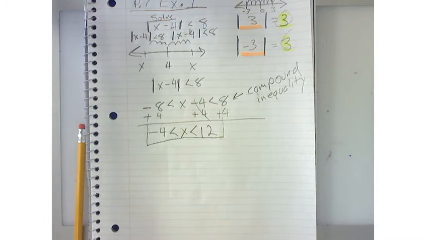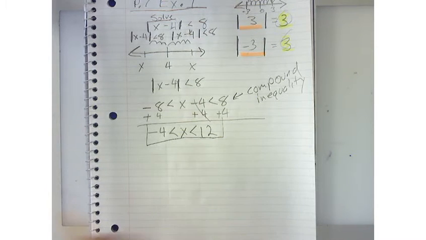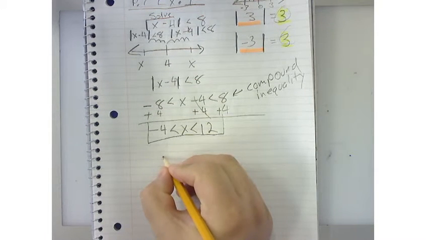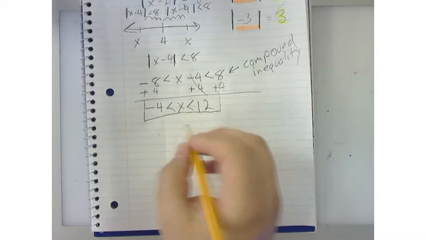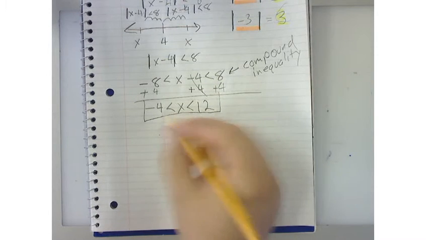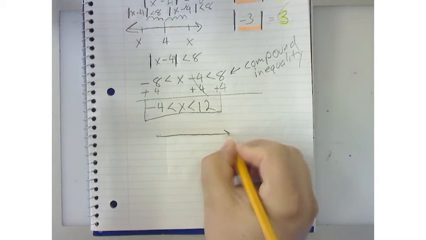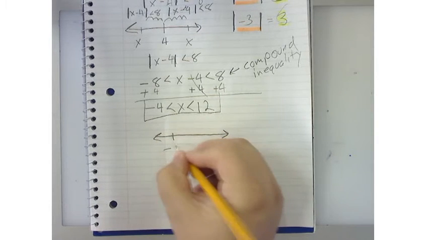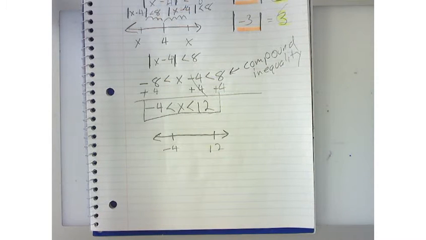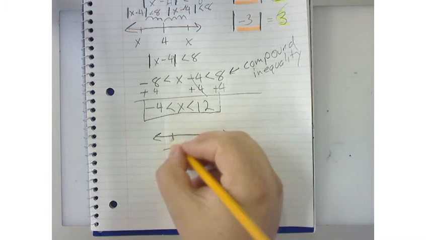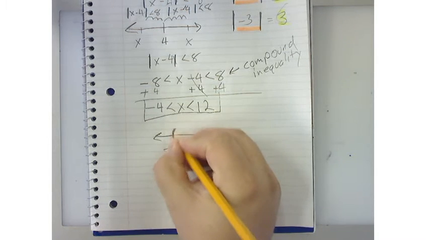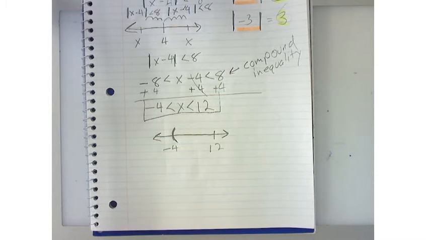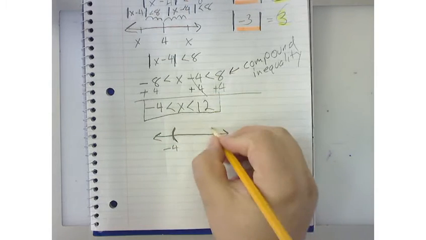So now the interval, what numbers can I plug in? So what am I saying? I'm saying that I could choose any number from -4. So if I graph this on a number line, I have -4, and then over here I have 12, right? Do I include the -4? No. So I'm going to put an open circle or a parenthesis here. Do I include the 12? No. So I'm going to do an open parenthesis here.